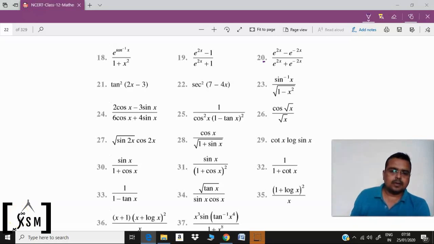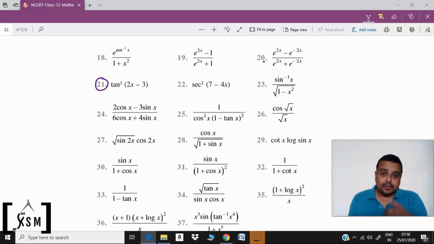Hello guys, let's continue further with the integration which we were learning based on the substitution method, right? So let's start with question number 21. Integration of tan square 2x minus 3.